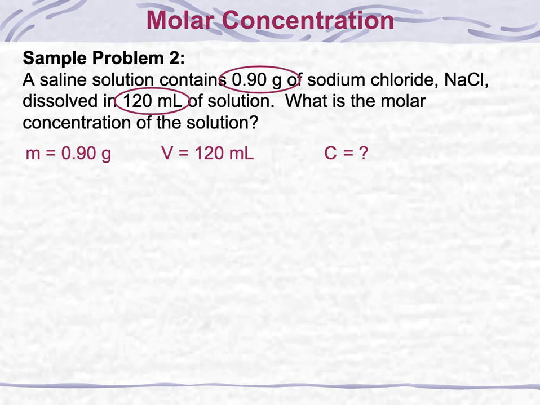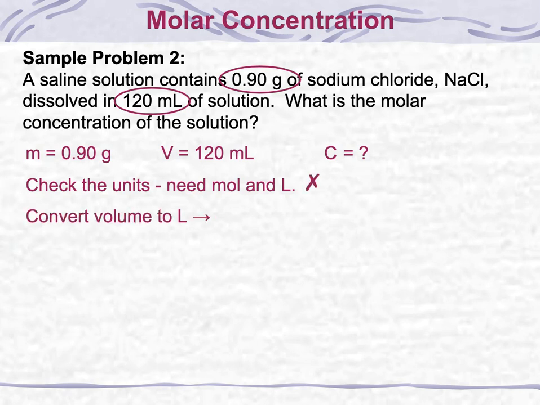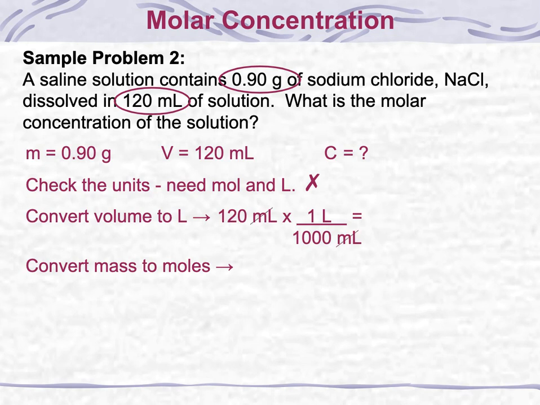So when we calculate the concentration, remember we need moles and volume, not mass. But we don't have a scale that can measure out moles. We always need to measure things in mass. So this is how solutions are made more commonly, is by determining the mass. So when we check the units, we realize we don't have either of the correct units. So we have to convert the volume to liters, and we also need to convert that mass to moles. So in converting the volume to liters, we divide by 1,000, so we get 0.12 liters.